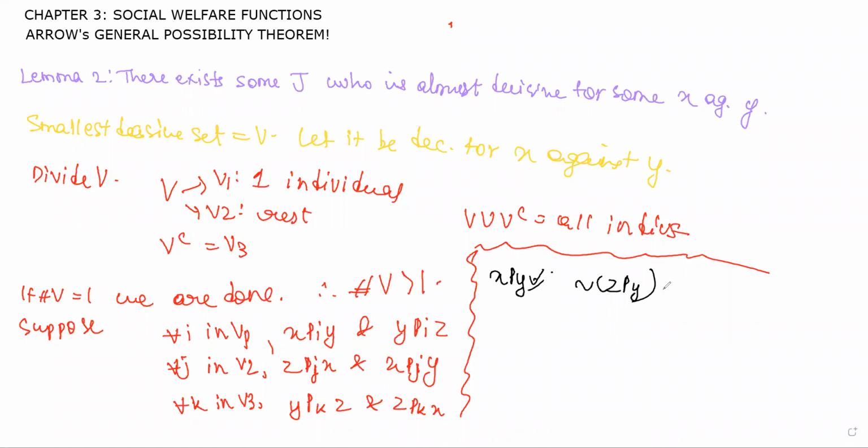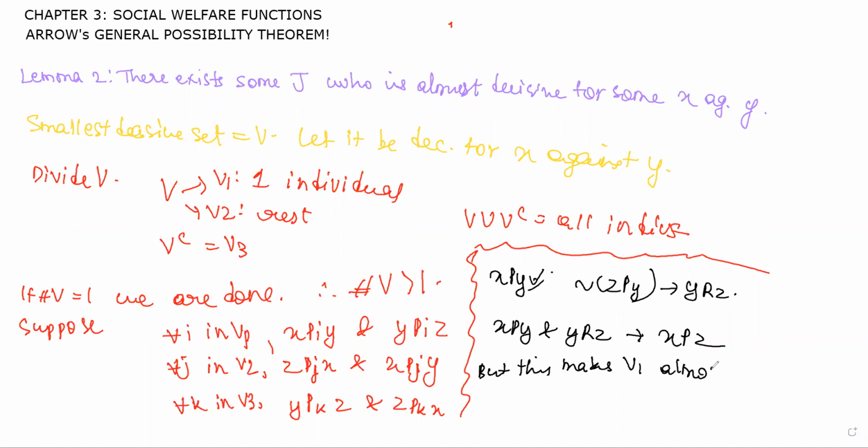Now, since R is complete by condition O, this has to imply this. But xPy and yRz imply xPz. But this makes V1 almost decisive for x against z, which cannot be true, since again, we assume V is the smallest set. So V1, which is smaller than V, cannot be an almost decisive set.